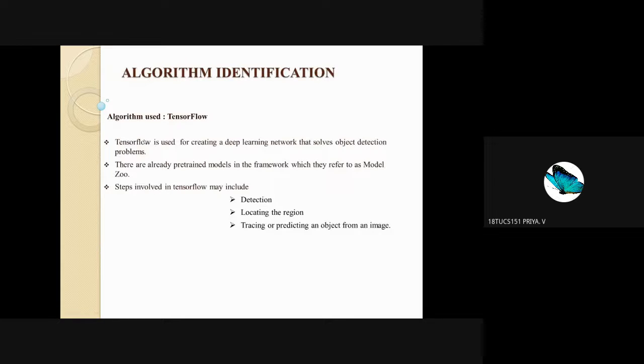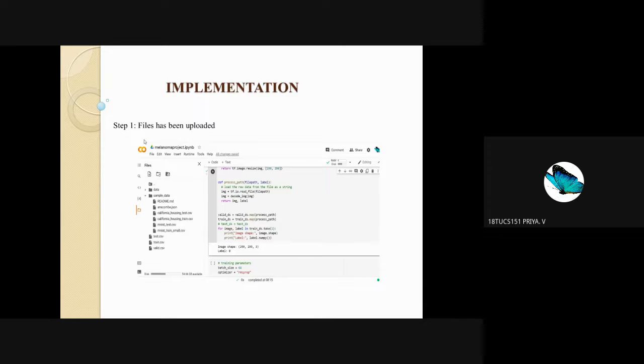Algorithm identification. Coming to the algorithm, we have used TensorFlow for object detection, and there are already pre-trained models in the framework, which is referred to as Model Zoo. TensorFlow may include detection, locating the region, and tracing or predicting the object from the image. Next comes the implementation.